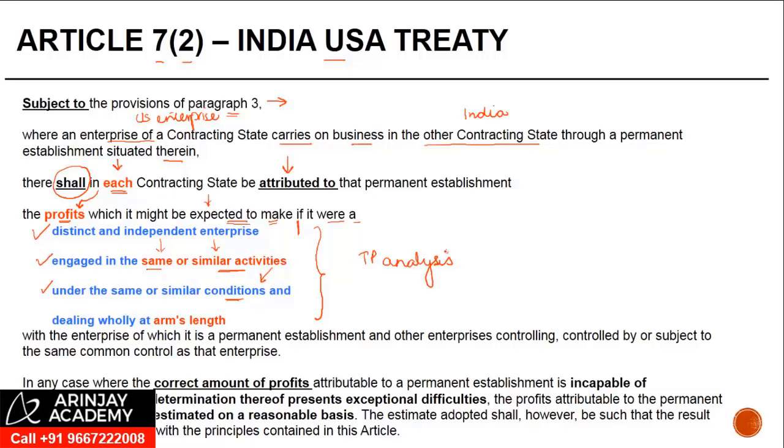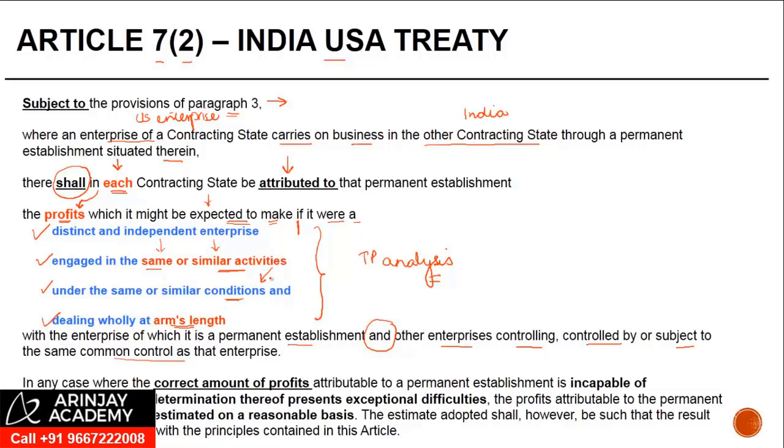And why do I say that? Because in transfer pricing, what you do is you assume that the company is independent of its parent. When you find comparables, you look at companies which are engaged in same or similar activities. The conditions under which those comparable companies are operating are looked at to be similar to what our existing company is, and dealing wholly at arm's length with the enterprise of which it is a PE and other enterprises controlled by or subject to the same common control as that enterprise.